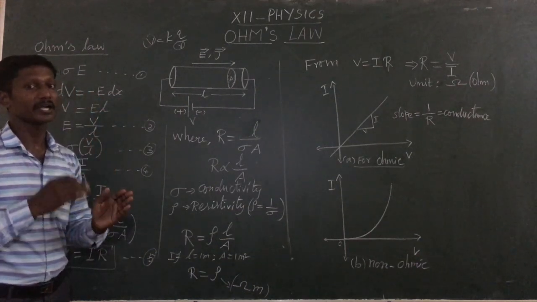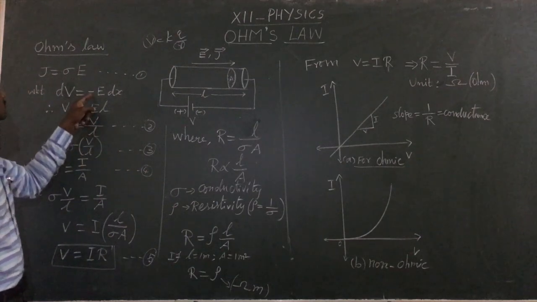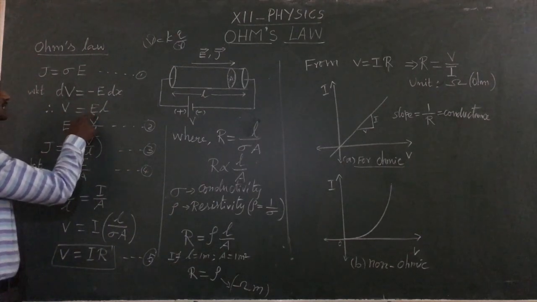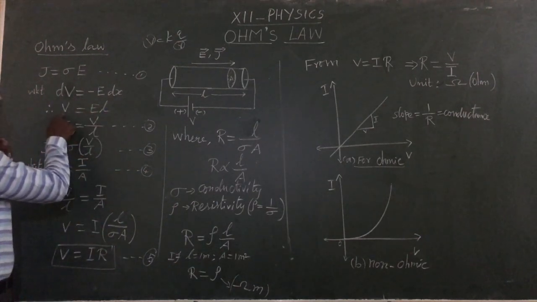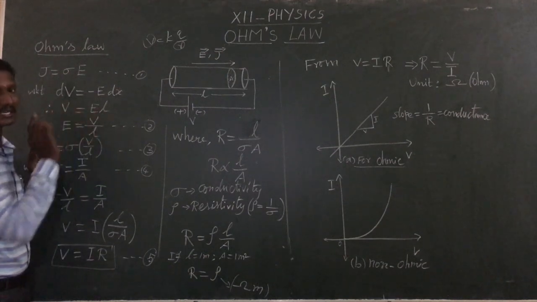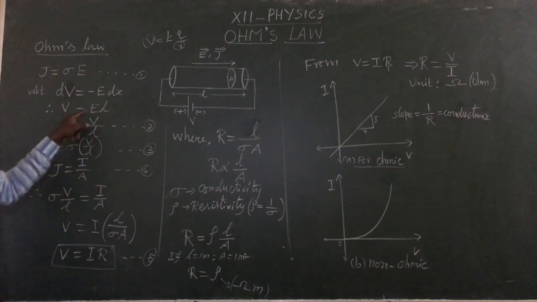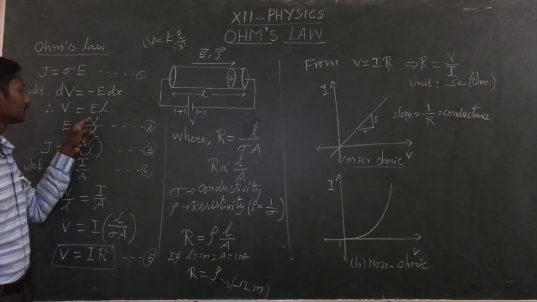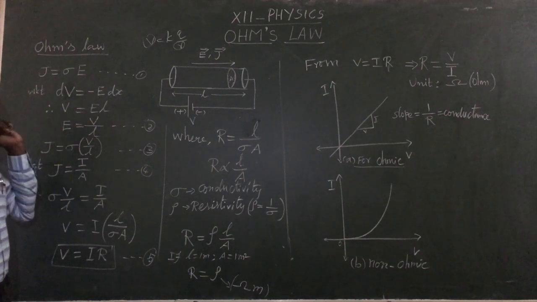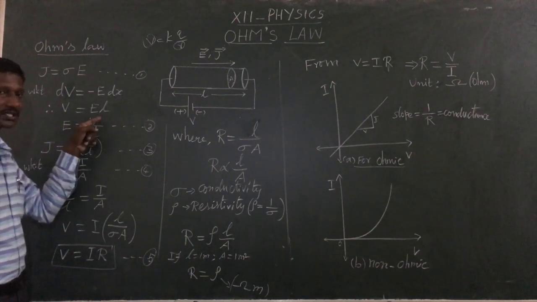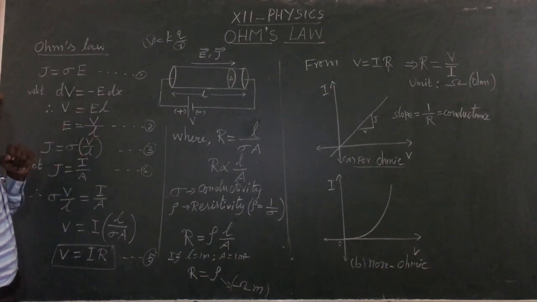Now we are going to eliminate that negative symbol. Therefore V is equal to E L. So potential difference is equal to field into length. That is the simple form. From that, E is equal to V by L. So electric field is equal to potential difference by length.